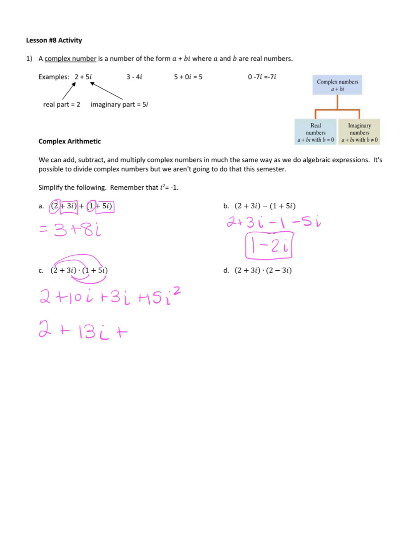And then instead of 15i squared, I'm going to replace that i squared with a -1. So instead of 15 times i squared, it's 15 times -1. So this is 2 plus 13i minus 15, and I have some more like terms now. 2 minus 15 is -13.